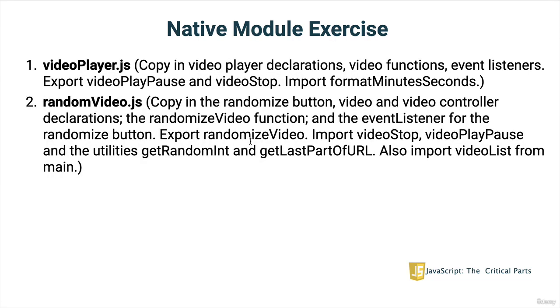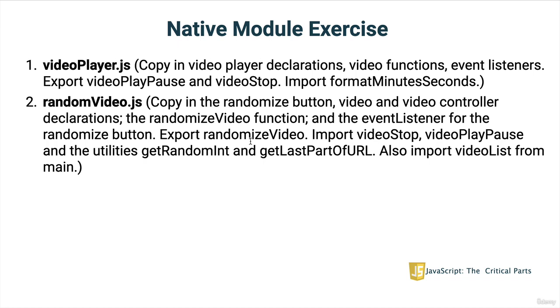For random video, copy in the randomized video and video controller declarations, as well as the randomized video function and the event listener for the randomized button. Now, what you'll export is randomized video, and then you'll import video stop and video play pause. You'll also need to import the utilities getRandomInt and getLastPart of URL. And finally, you're going to be importing video list from main.